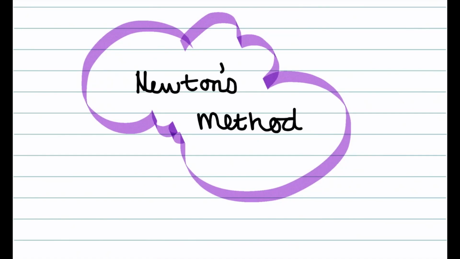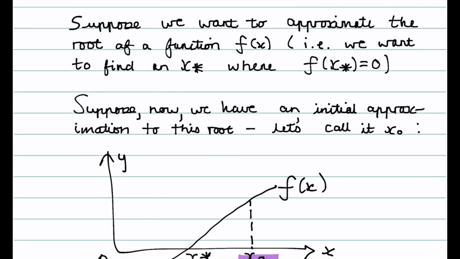So in this video, we'll be looking at Newton's method. Suppose we want to approximate the root of a function f(x), i.e. we want to find an x star where f(x star) is equal to 0. So we want to find the x-intercept. Suppose now we have an initial approximation to this root and we call it x naught. That can be represented by this purple highlighted bit on the graph.